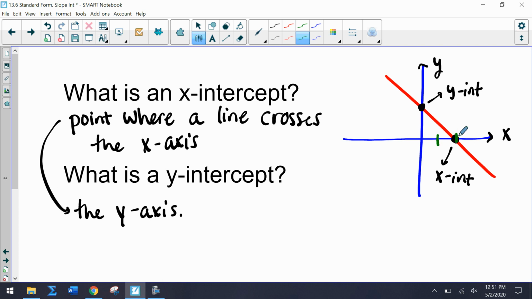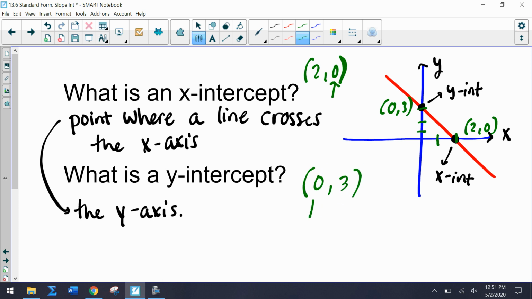Okay. And so if we're thinking about this point, let's say this was 2 over, that coordinate point would be (2, 0). And let's say this was 3 up, that would be (0, 3). So an x-intercept, if it's (2, 0), or any number, 0, that means our y value is 0. And if we have a y-intercept, that means our x value is 0. So we could find an x and y intercept algebraically.